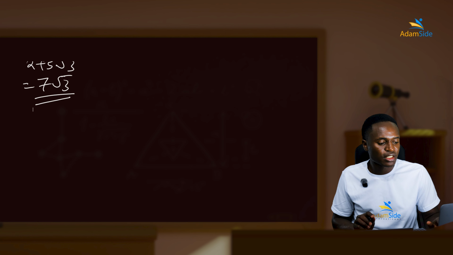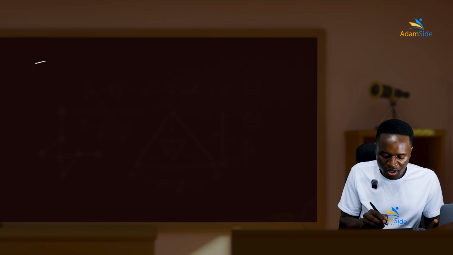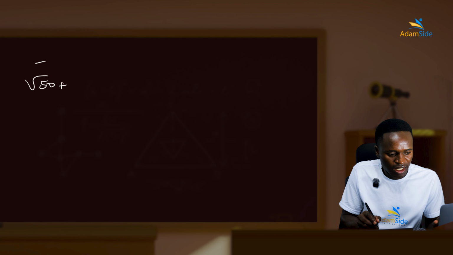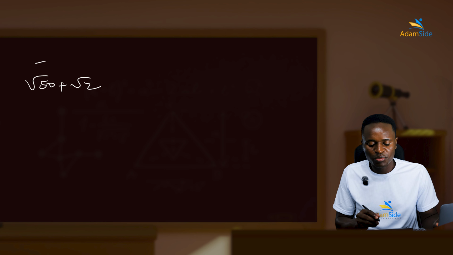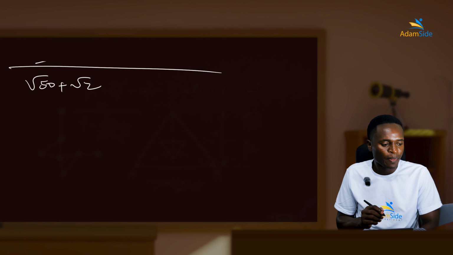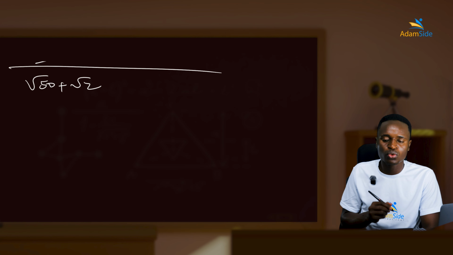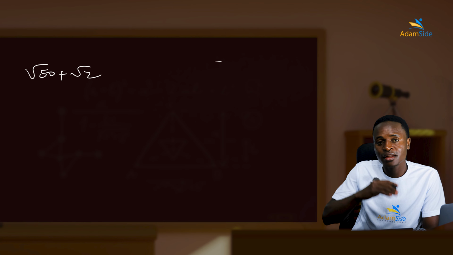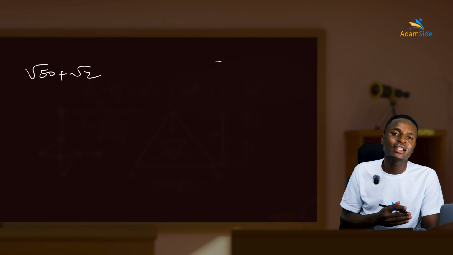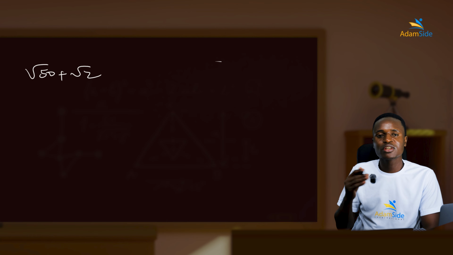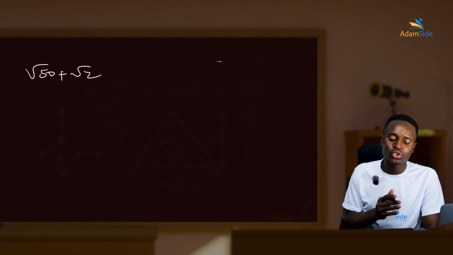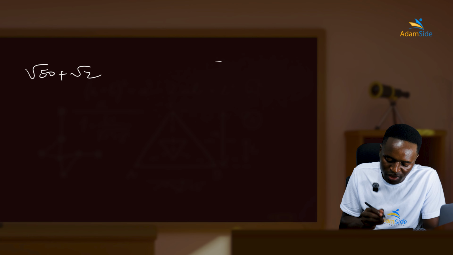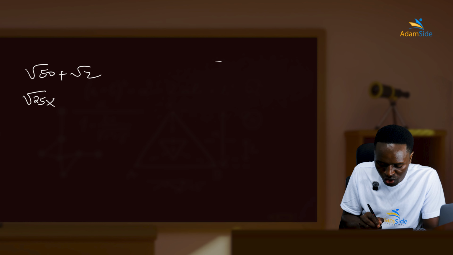You solve that question. Then simplify fully. You have root 50 plus root 2. They want you to simplify surds. It's very simple. Root 50 plus root 2. Find one square number and another one should be an odd number. So in 50 we have 25 and 2. So root 25 times 2, then plus root 2.